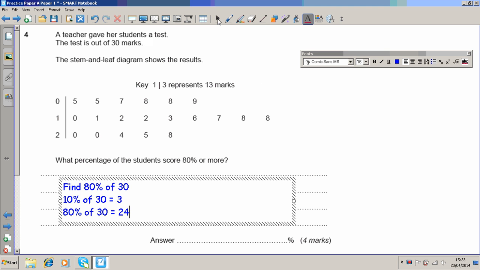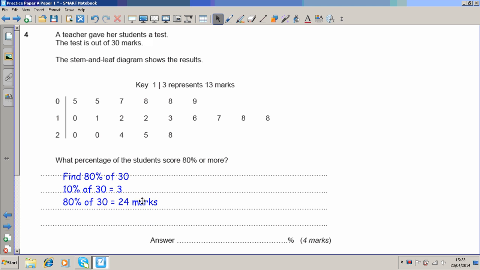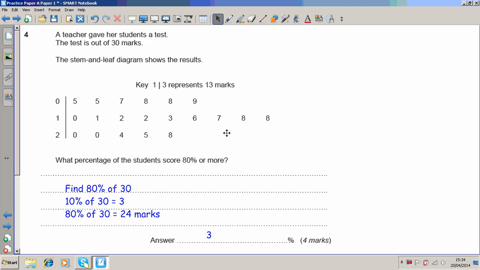So we're basically looking for how many pupils got 24 marks or more? So now we've got that, it's not too bad. 24 marks is here, so 24, 25 and 28. There are 3 of them. That's 80% and that's more than 80%.